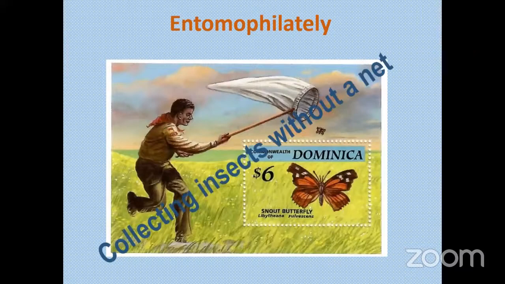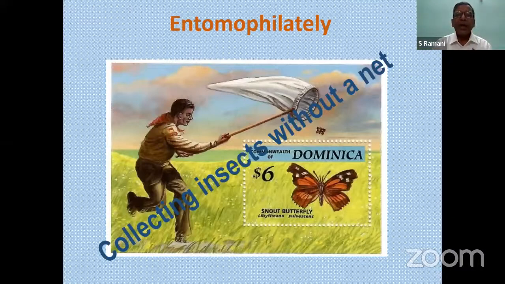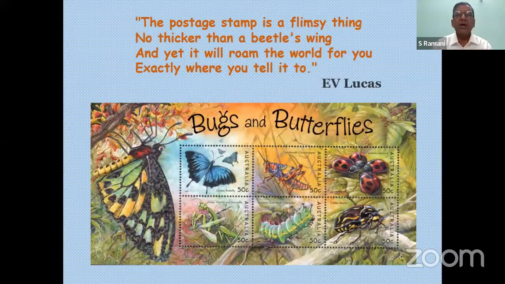I would like to end by this quotation, a very wonderful thing. It is no thicker than a beetle's wing, and it finds the world for you exactly where you tell it to. In addition to that, I would also like to tell you, I have not moved out of Bangalore, but I have been able to study insects from different parts of the world just by sitting in Bangalore. So that way, the stamp takes you to different parts of the world sitting in one place.